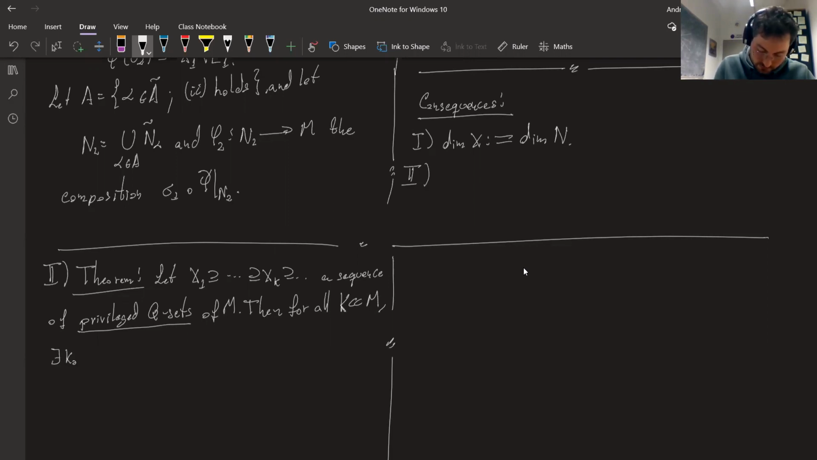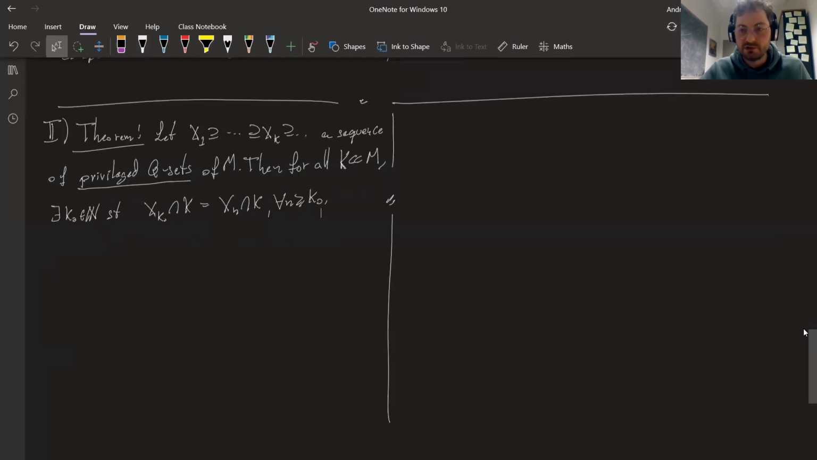And then for every K, there exists K0 such that X_K0 intersect K is equal to X_n intersect K for all n bigger or equal to K0. So at some moment, even if the ideals are not coherent, at least from the point of view of sets, we know that we stop at some point.